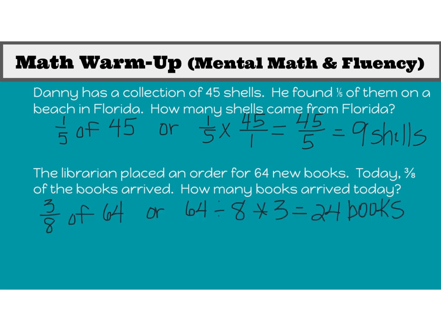All right, I took this problem and started it off the same way, but set it up just a little bit different to give you another way to look at it. 3/8 of 64, or what I did was took 64 divided by 8 times 3 equals 24 books. So how did you do?